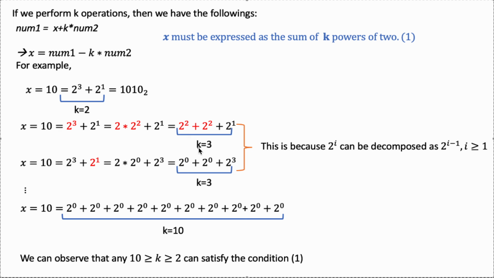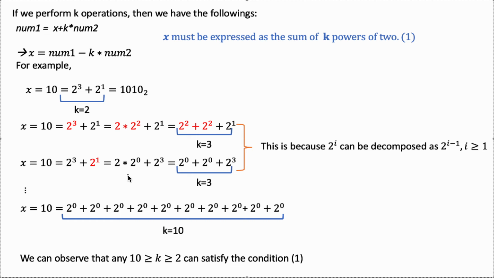This is the first approach. The second approach is that we can decompose the 2 to the power 1 in the second case. So we can have another form of representation for this number. This is based on the fact that any 2 to the power i can be decomposed as two copies of 2 to the power i minus 1, for every i greater than or equal to 1.